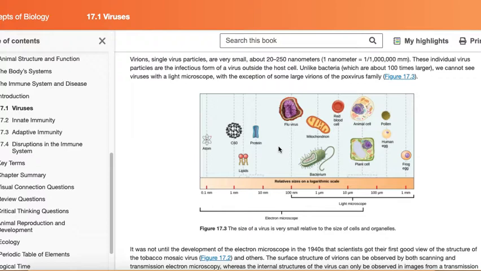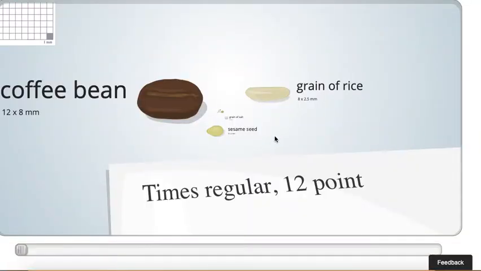So, virions are these small particles, and they are just very hard to see. I actually have this cool thing from the University of Utah that I like to show that shows you how small a virus is.